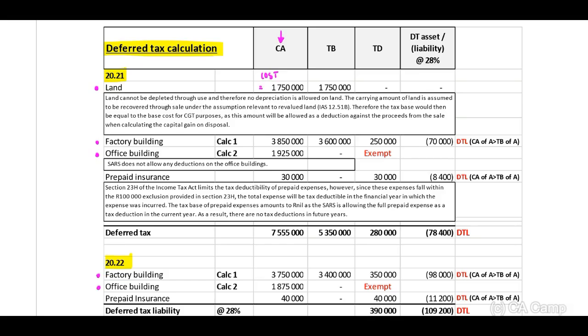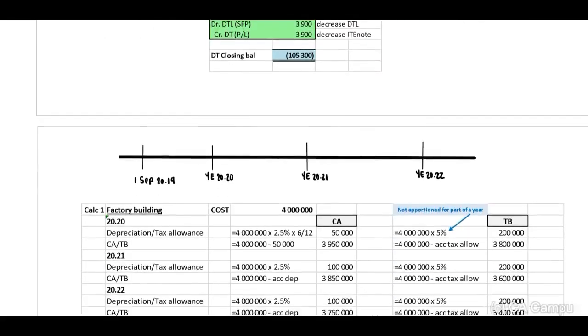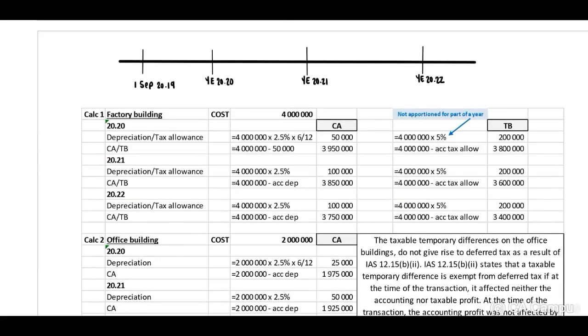Factory building, I need to calculate my carrying amount. The same in terms of my office building. Therefore, you will identify on the next page, I've included the calculations. Now, please listen carefully. Remember, our acquisition date is 1 September 2019. Therefore, we have September, October, November, December, January, February for 6 months.